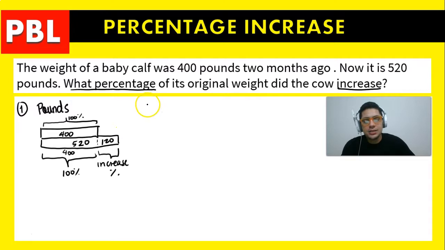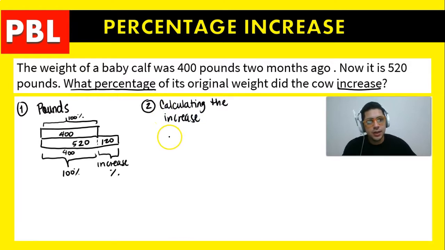Now, the second step. So guys, the increase is going to be the final amount, which was 520 pounds, minus the original amount, which was 400 pounds, which is 120 as we mentioned before. That is going to be the increase.